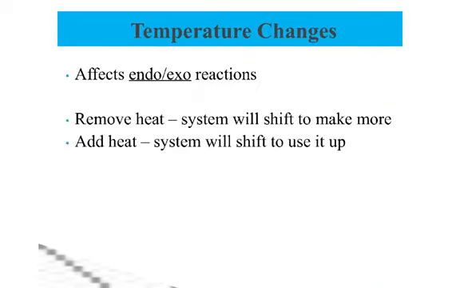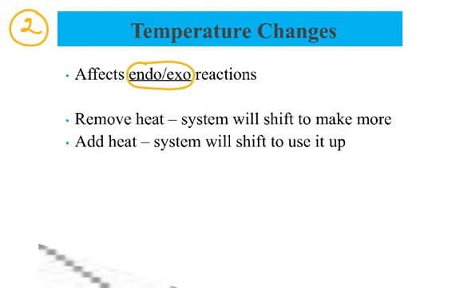All right, number two, the second thing we can do when we're working on Le Chatelier's is temperature changes. Now, these particular changes are only going to affect endo and exo reactions. You'll remember endo and exo from Unit 1. These are things that have an energy associated with them. So not all reactions heat up or cool down, but these particular ones, because they are temperature sensitive, we can use temperature to push the equilibrium around.